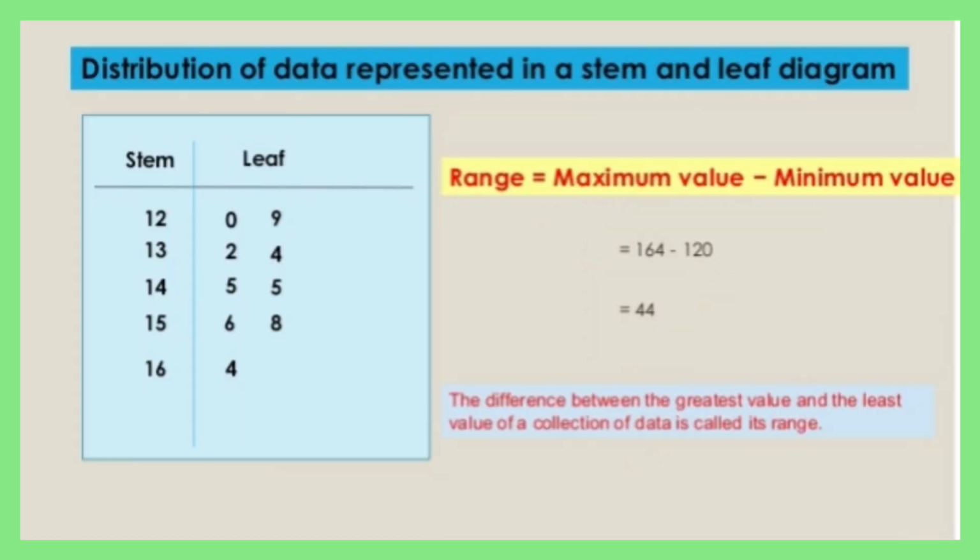Now, let's learn about the distribution of data represented in a stem and leaf diagram. What is range? Range is the difference between the maximum value and the minimum value. That is equal to maximum value minus minimum value. When you consider this stem and leaf diagram, the maximum value is 164 and the minimum value here is 120. So we have to take the difference between those values. 164 minus 120, that is 44. So range equals 44.